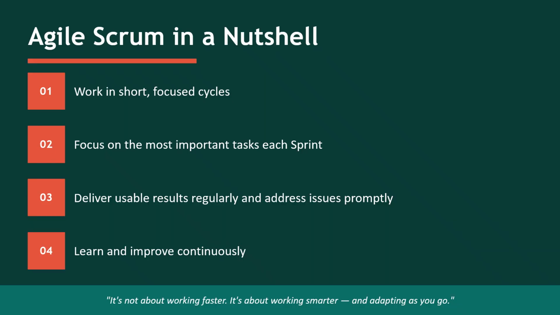Agile Scrum in a nutshell. In simple terms, Agile Scrum is a way for small teams to work in short, focused cycles, focus on the most important tasks in each sprint, deliver usable results regularly and address issues promptly, learn and improve continuously. It's not about working faster, it's about working smarter and adapting as you go.